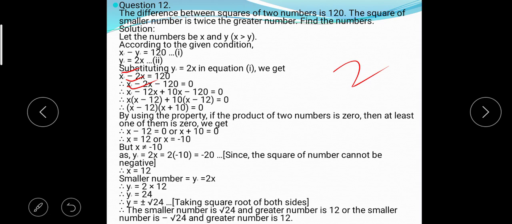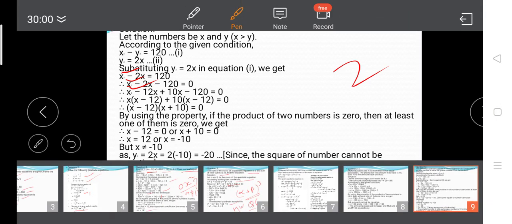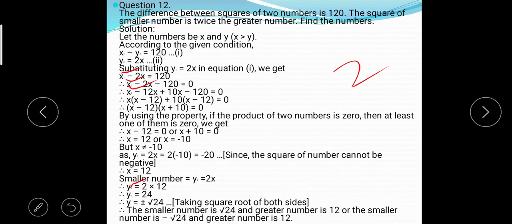By taking a square root, what will you get? This is y square. This is also y square.